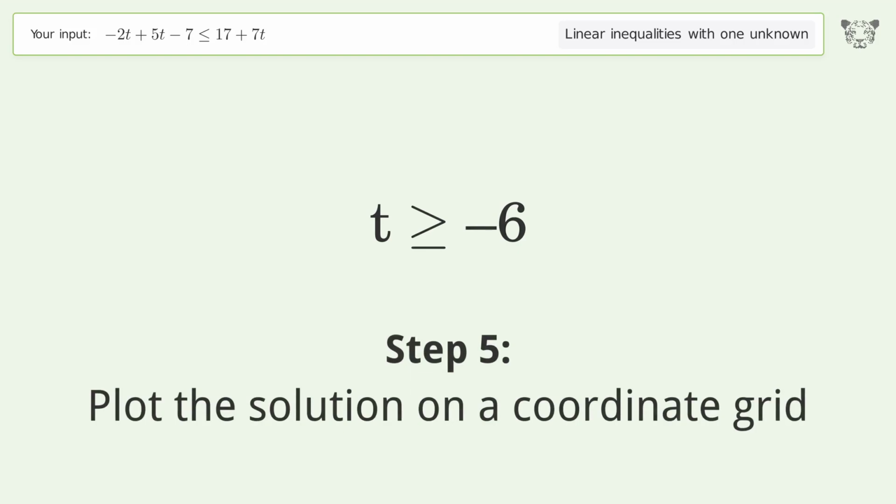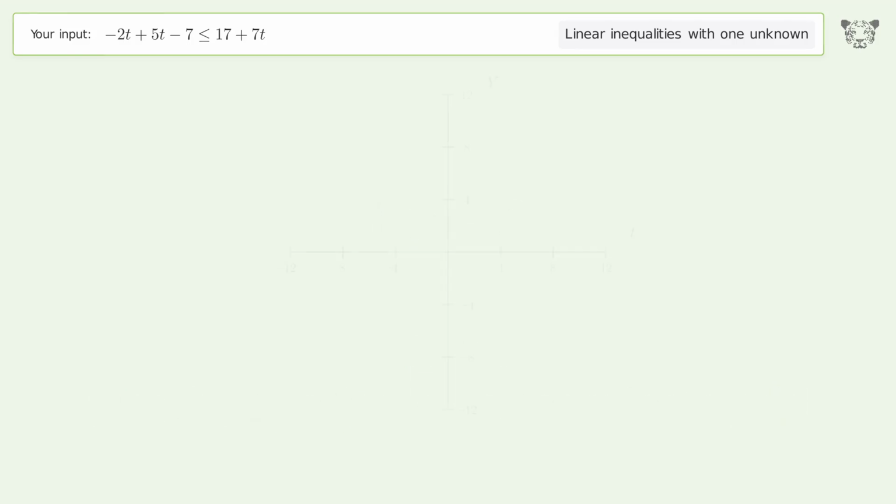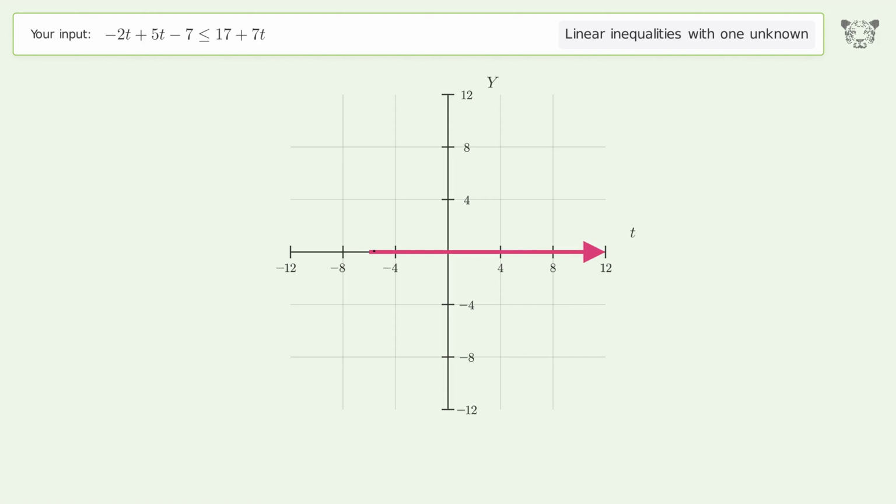Plot the solution on a coordinate grid. And so the final result is t equal or greater than -6.